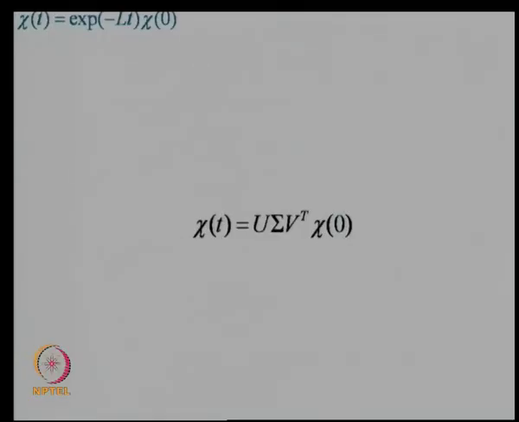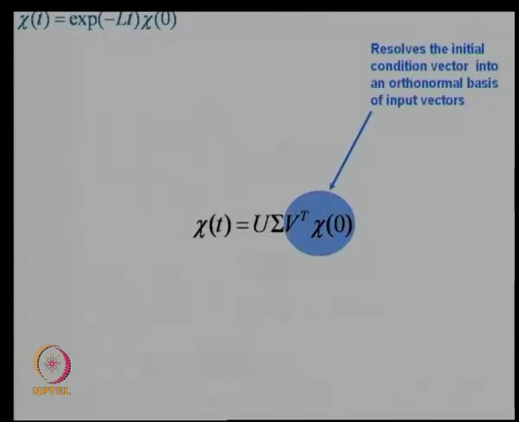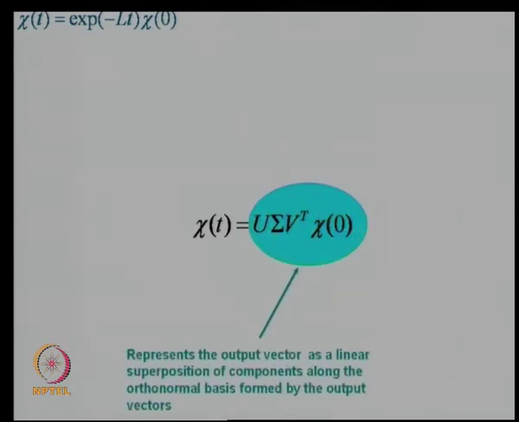So let us see what this means. I have just rewritten this. V transpose chi naught actually resolves the initial condition vector into an orthonormal basis of input vectors. We saw that V transpose is a unitary matrix, so this resolves the initial condition vector into an orthonormal basis of input vectors, and the whole thing, represented in terms of U times something, represents the output vector as a linear superposition of components along the orthonormal basis formed by the output vectors. Okay.